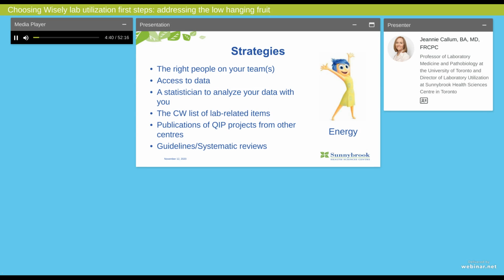So some of the strategies that you might think about to get this going is making sure that you've got the right team of people around you. You can't do this solely with an intra-laboratory team. You need lots of team members outside on the clinical side. You need access to data, somebody to get that to you, and then you need somebody to analyze it.